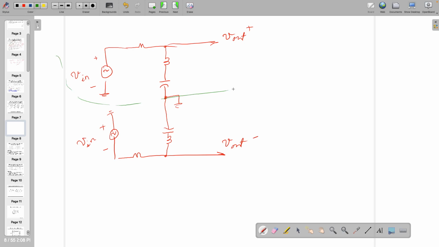You see? So output of V out plus is not a function of V out minus. They are independent. That's why it's a pseudo differential. It's not actually differential, but it's pseudo differential.